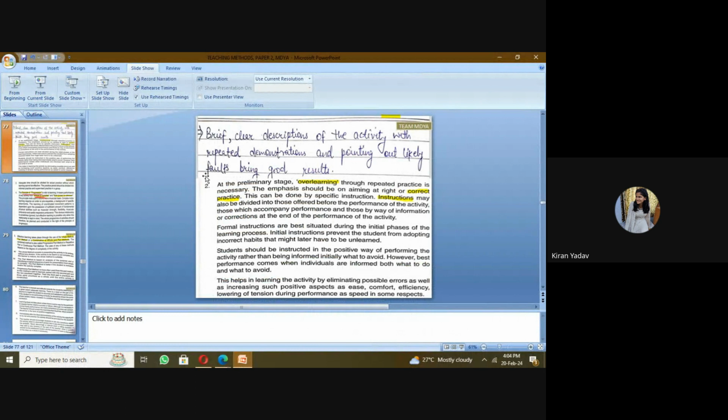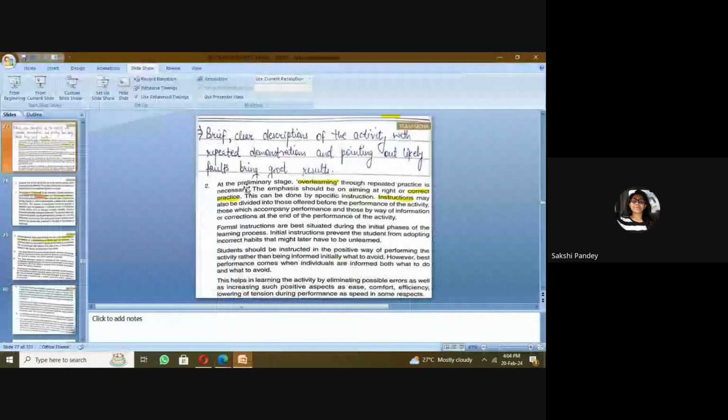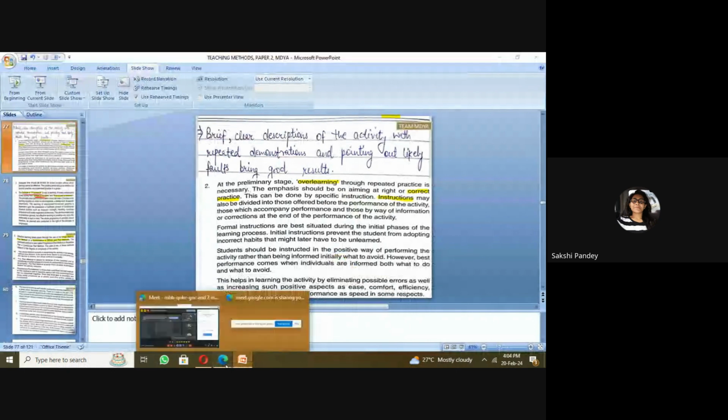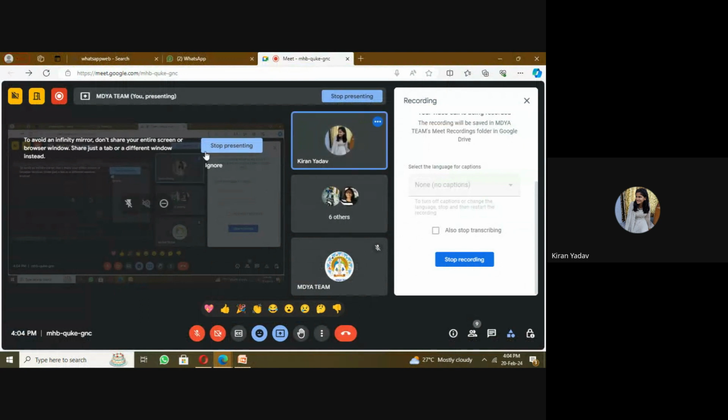What are introductory questions? When teachers start some new topic, then they will ask the learners about it to check the previous knowledge of the learner. And after introductory, what are developing questions?